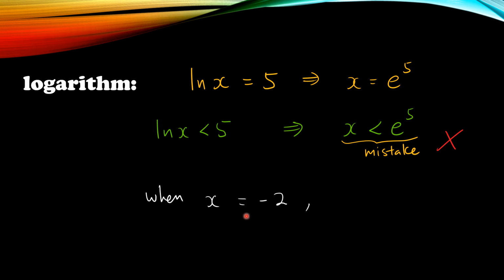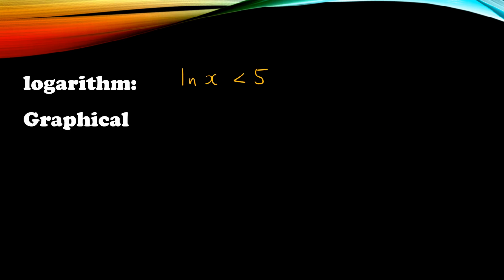Let's say x is negative 2. This is part of the solution written here because negative 2 is a value below e power 5. But you realize that this doesn't work for the original inequality simply because our logarithm is undefined when x is negative. So how can we solve this inequality correctly?